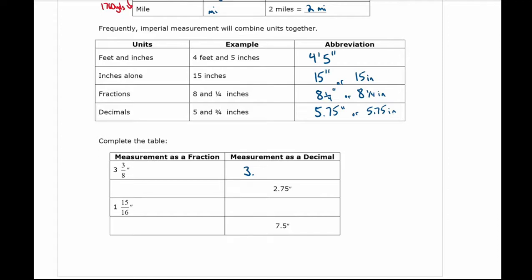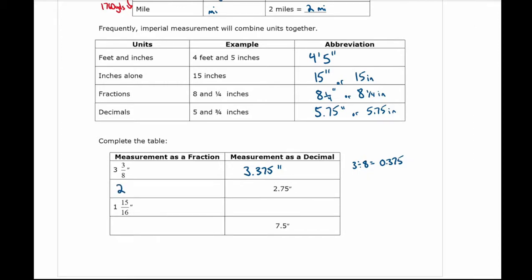So in this case, our decimal is going to be the 3 divided by the 8. So to convert a fraction to a decimal, we just divide. So for example, 3 divided by 8 equals 0.375. So as a decimal, this would be 3.375 inches.